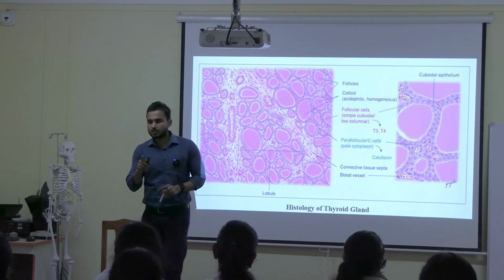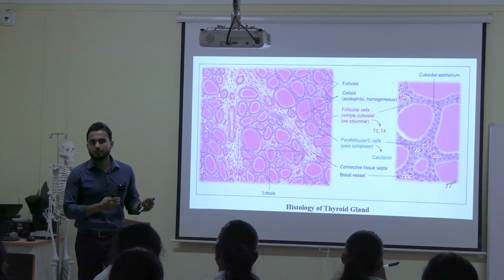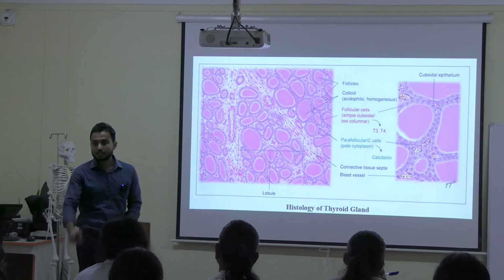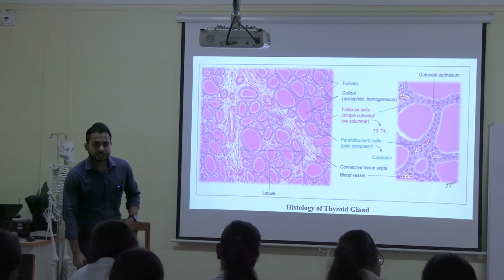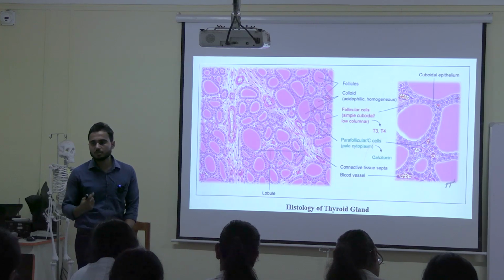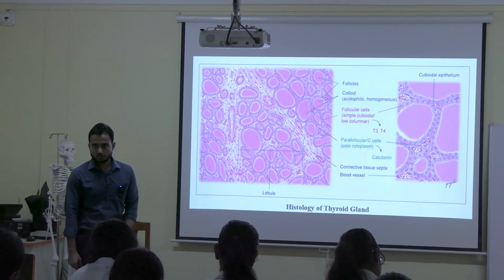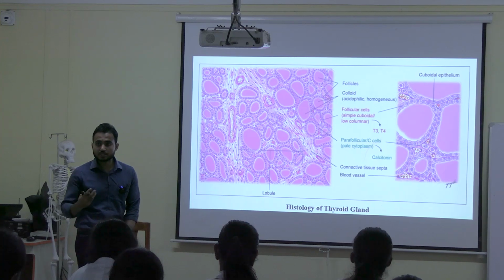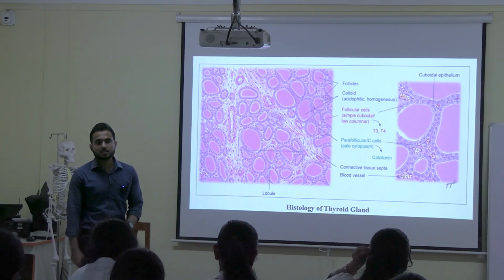Just now I mentioned how you will differentiate or identify which are follicular cells. Follicular cells will be darkly stained. Exactly, what will be the appearance? Basal, basophilic. That means the cytoplasm is basophilic in nature. Because it is basophilic, it will be darkly stained.